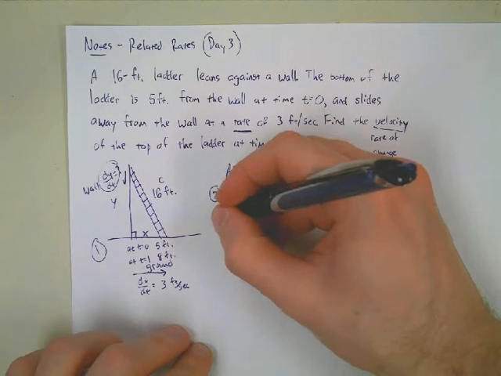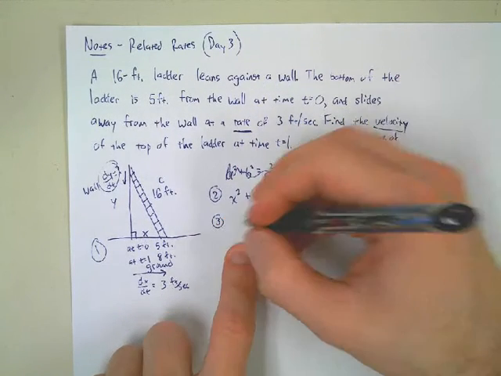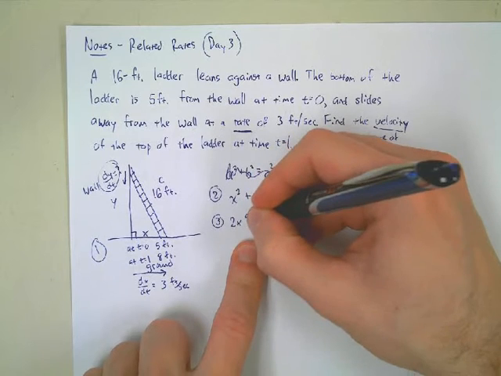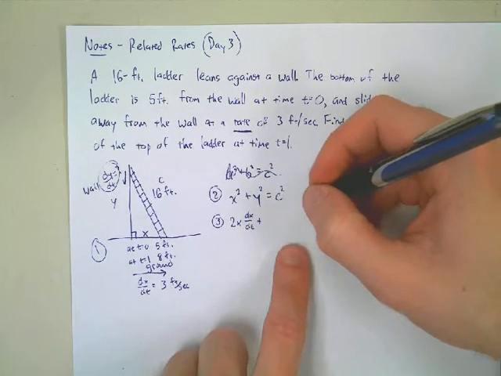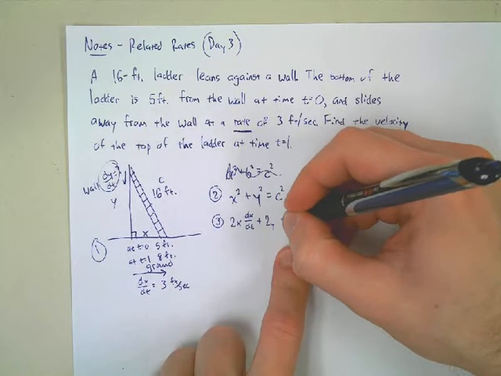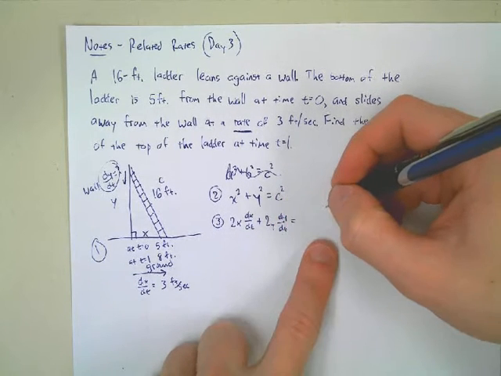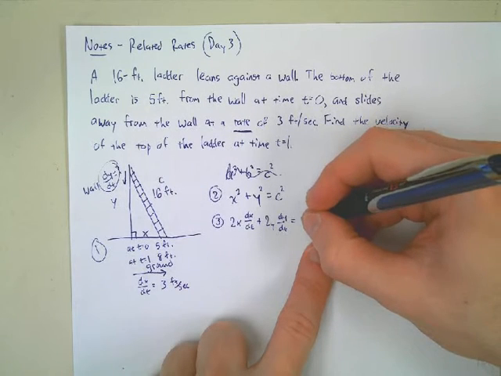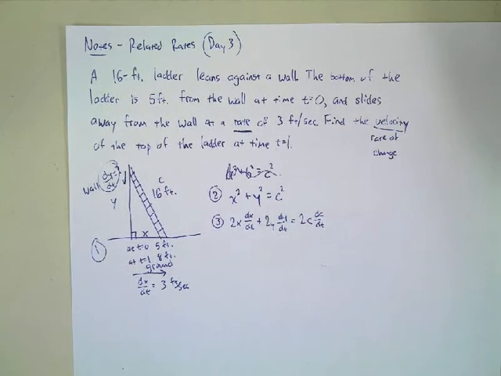So derivative of x squared with respect to t, 2x dx/dt, plus derivative of y squared with respect to t, 2y dy/dt. And then derivative of c squared with respect to t, 2c dc/dt. Yeah, it's a lot of rhyming stuff. dc/dt, dd/dt, 2c dc/dt, yeah. Okay.